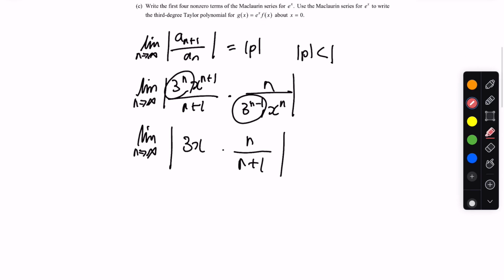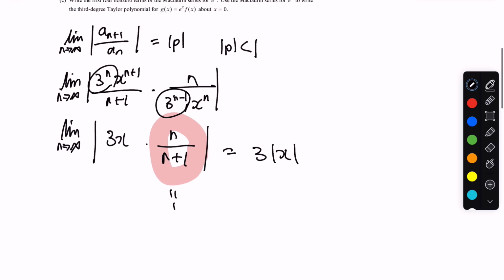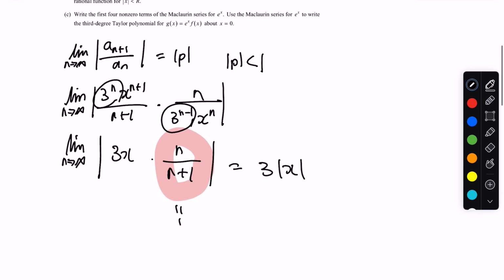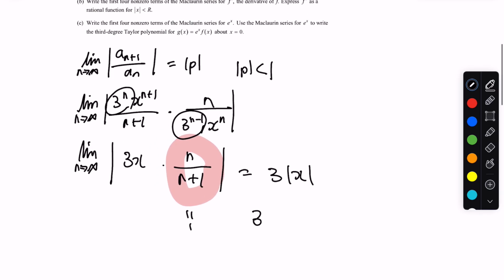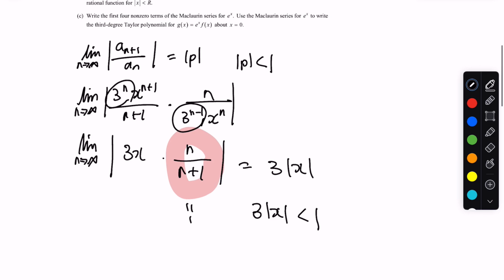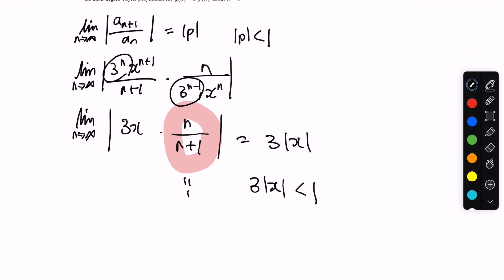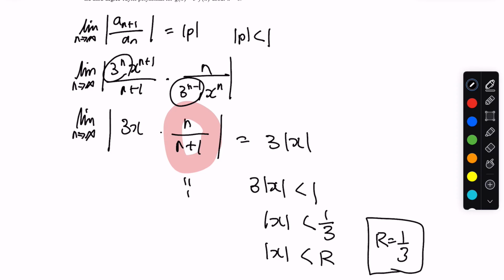So if you send n to infinity, this whole thing turns into 1, which gives out 3 absolute value of x, which is the same thing as absolute value of 3x. And as I said, for the ratio test to converge, you need to set this as smaller than 1. So by dividing both sides by 3, we get absolute value of x is smaller than 1 over 3, which is the form that we were looking for. So r is equal to 1 over 3 here.